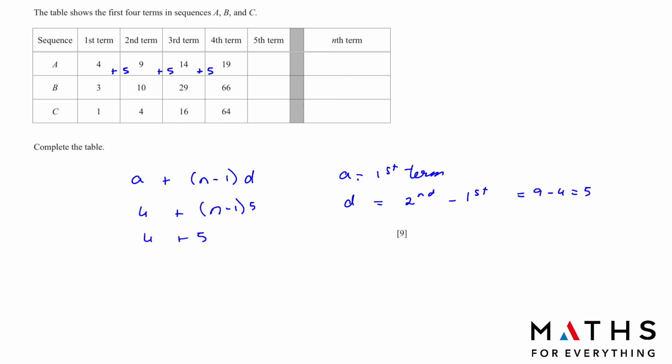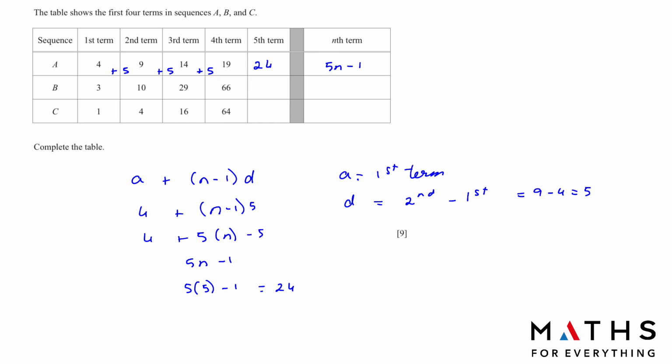Expand the bracket. So we have 5n, and 4 minus 5 is negative 1. So this is our nth term, 5n minus 1. We found the nth term first. Now if I want to find my fifth term, I will replace my n with 5 and that will give me 24. So this is the arithmetic sequence.